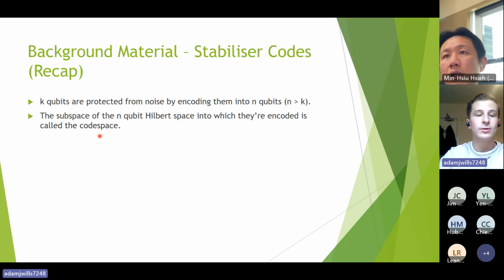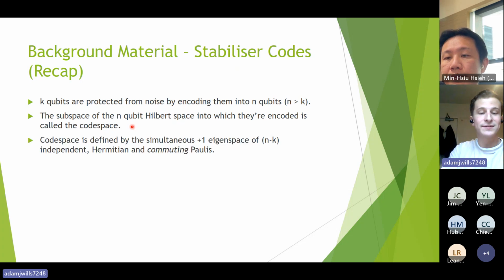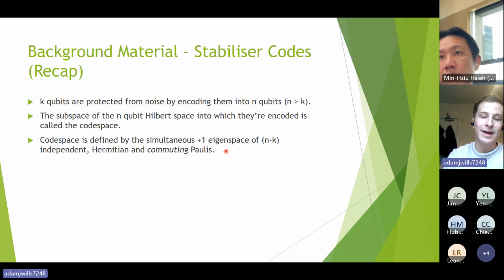If you move outside of the code space, then for sure there's been an error. If you're within the code space, then perhaps there hasn't been an error, or perhaps there's been a logical error that's moved you to some other part of the code space. These code spaces can take a lot of different forms, but in the case of stabilizer codes, they are defined by a bunch of Pauli operations, and they're defined to be a simultaneous +1 eigenspace. This is why we call them stabilizer codes: these Paulis stabilize the code states.